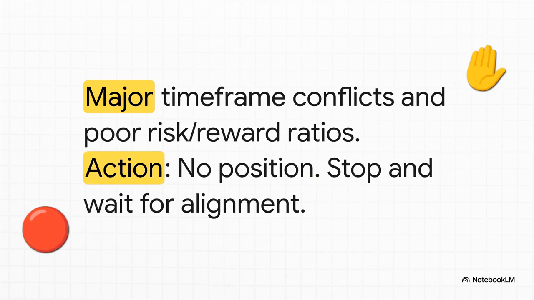You're actively managing risk against that uncertainty. And finally, we have the red light. This happens when there's a major conflict, like a bearish monthly trend but a screaming buy signal on the daily. So what does a pro do here? Absolutely nothing. They stop. They wait. Forcing a trade in a red light environment is just one of the fastest ways to burn through your capital. In this case, patience is the strategy.